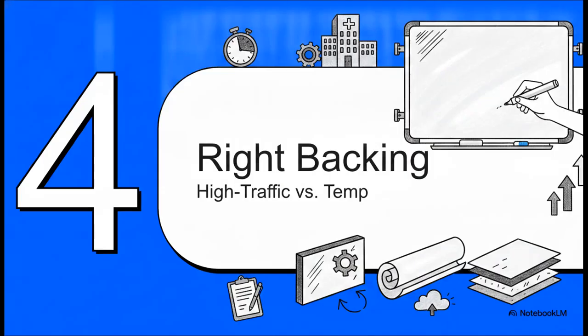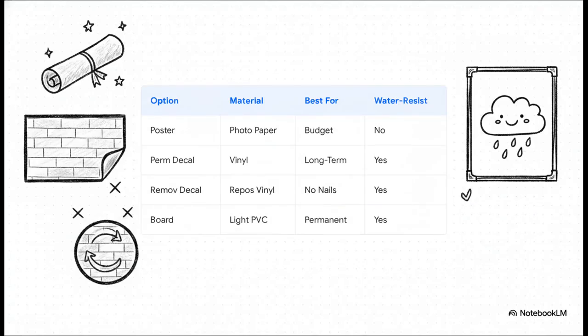Okay, so once your layout is perfectly dialed in digitally, you have to deploy it physically. That brings us to Section 4, choosing the right backing, high traffic versus temporary use. We really need to match the physical material of your new board to the intense demands of your specific environment. This matrix is going to guide your purchasing decisions based on your unit's strict requirements. Let's walk through it real quick. First up, the custom poster.